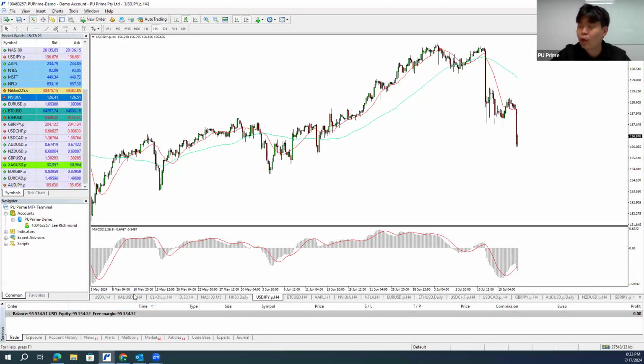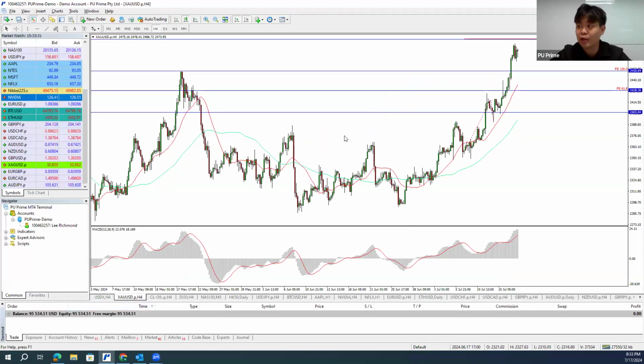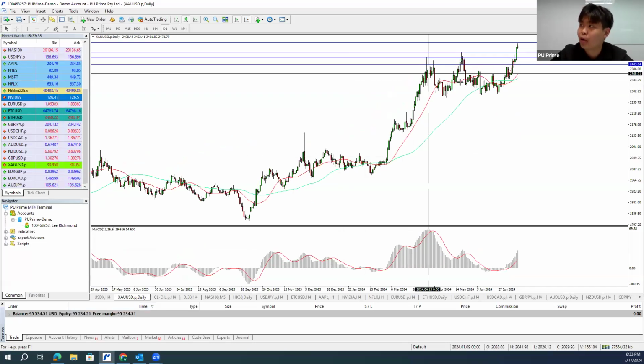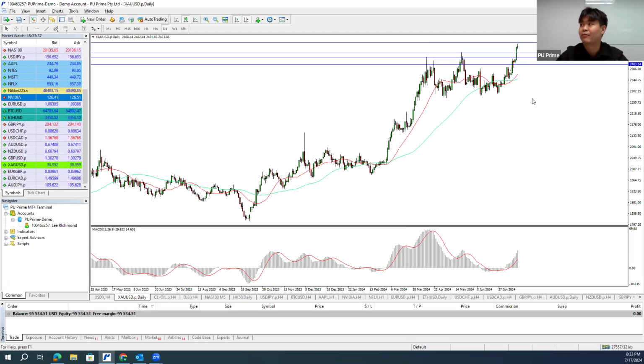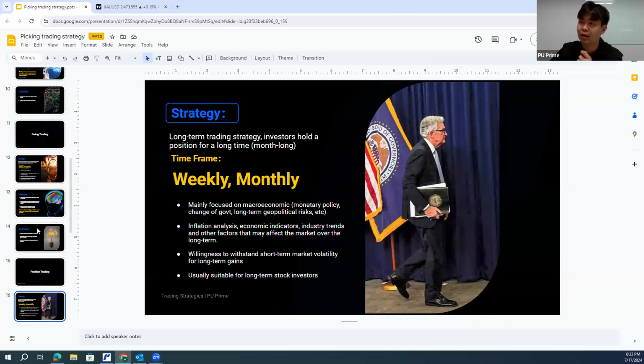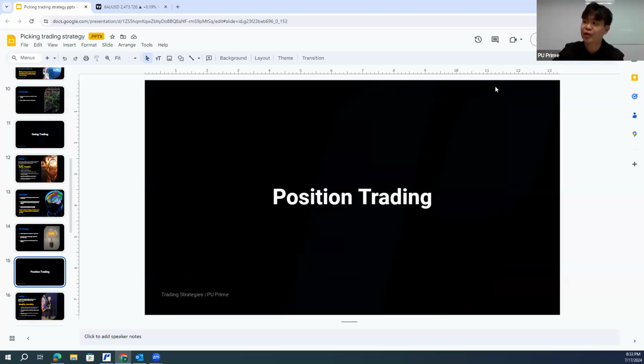For example, gold is one of the examples. So even though previously gold kept going up, going down, going up, going down, right? But because several traders are expecting the Fed might cut the interest rates, and they already know that the US election is going to trigger huge market volatilities, everything is already predicted. Then they try to do positions trading.